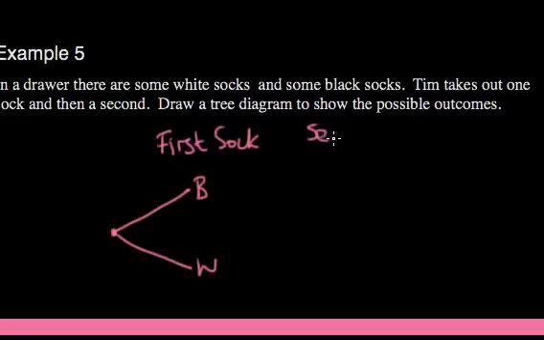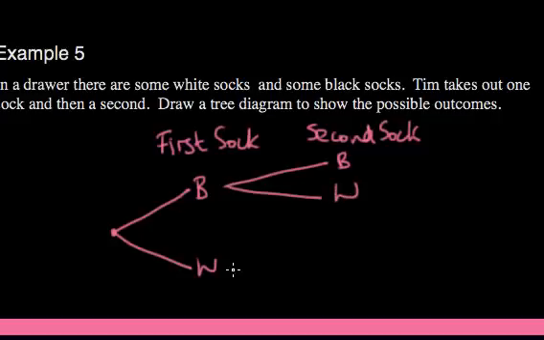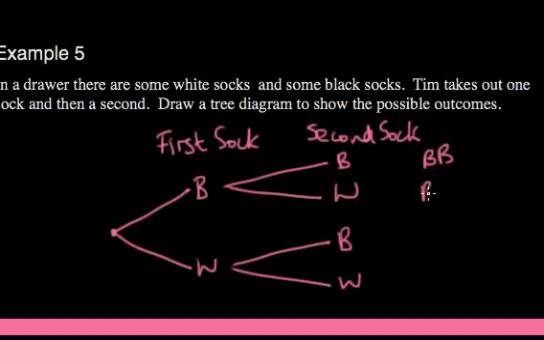And then the second decision is the second sock. That could be a black, or it could be a white. If we had a white one first, we could still either get a black or a white. And the outcomes will be a black and a black, or a black and a white, or a white and a black, or a white and a white. Easy. Give it a go.